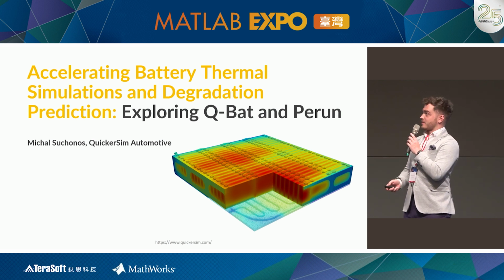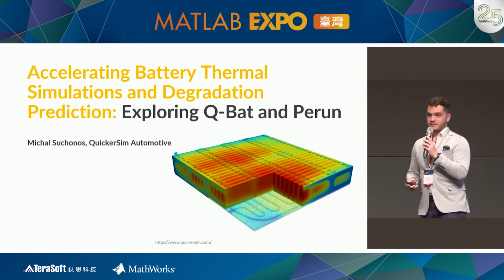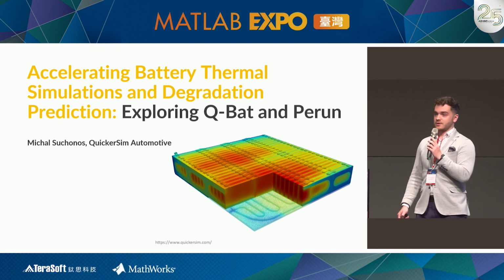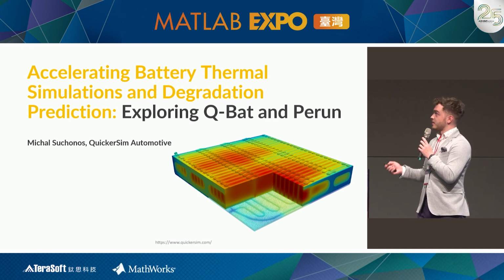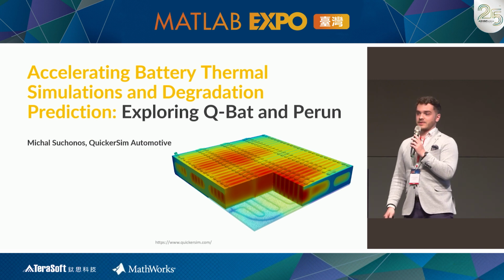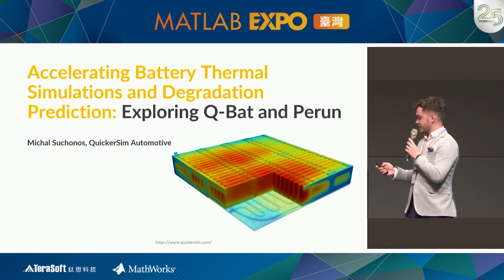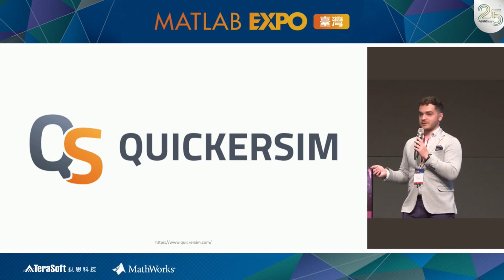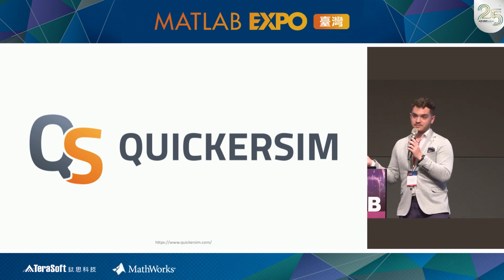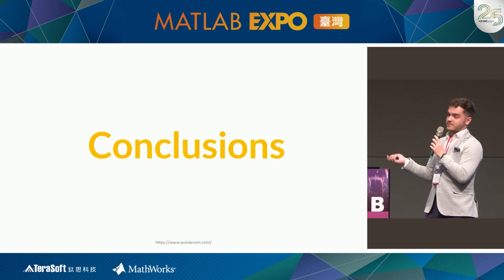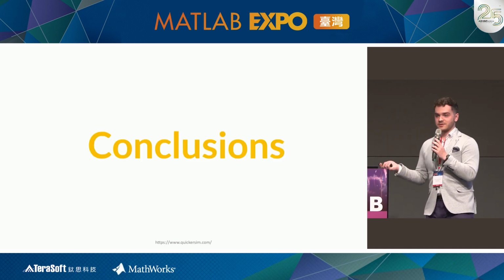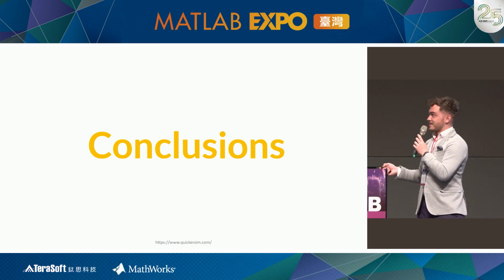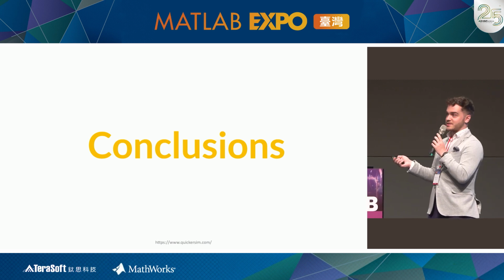I will be talking about our two tools. The first one is Cubot for battery thermal prediction, and the other one is Piran for the battery degradation prediction. And our company is called QuickerSim, and we like to make things quicker. So let's start with the conclusions, as it's also our last presentation today. I want to grab your attention by showing you some results.